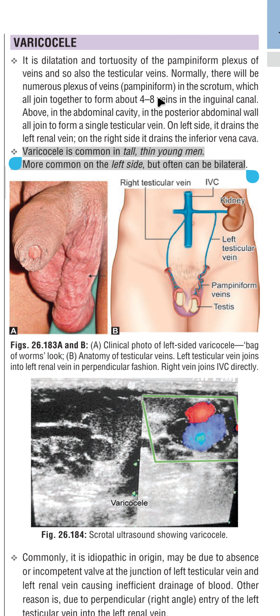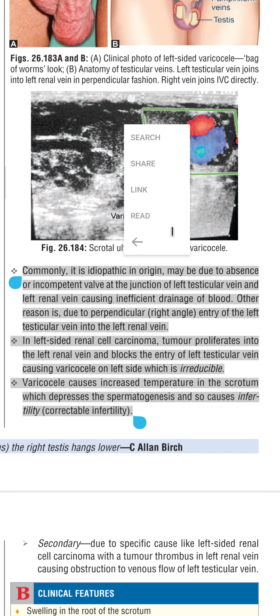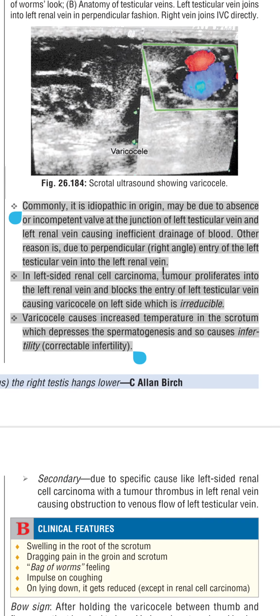Varicocele is common in tall, thin young men. It is more common on the left side, but often can be bilateral. Commonly, it is idiopathic in origin, and may be due to absence or incompetent valve at the junction of the left testicular vein and left renal vein causing inefficient drainage of blood. Another reason is the perpendicular, right angle entry of the left testicular vein into the left renal vein. In left-sided renal cell carcinoma, the tumor proliferates into the left renal vein and blocks the entry of the left testicular vein, causing varicocele on the left side which is irreducible.